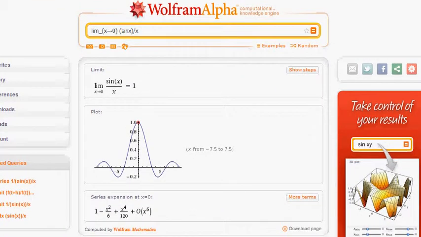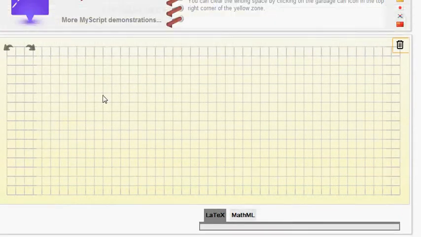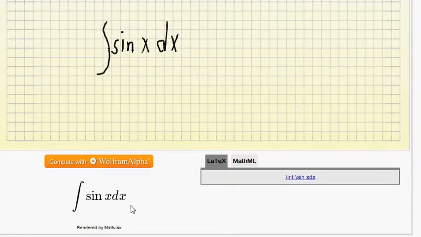And so now let me go back and do another problem. I'm going to click on this little trash can over here, and I'm going to write an indefinite integral. Let me write the integral of sine x dx. And over here, as you notice, right away it appears here in LaTeX form.